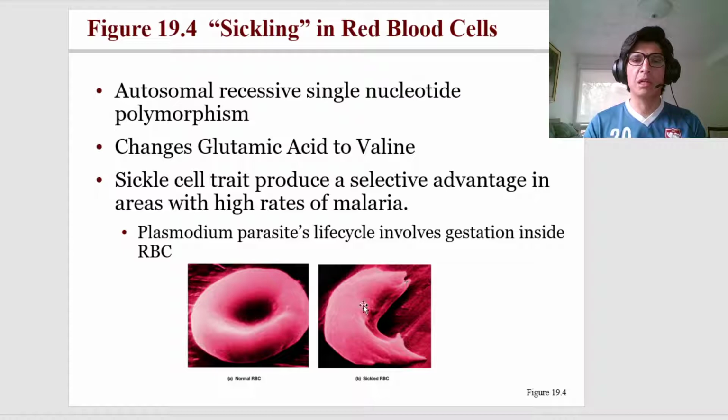The sickle phenotype, in some regions where there's high malaria, is a positive trait. It's not such a negative trait in certain regions. Within regions with high malaria, you have a plasmodium whose life cycle involves a gestation period within red blood cells. If the phenotype of the red blood cell is sickle, these cells will probably rupture before the plasmodium reaches full maturity. Therefore, you interrupt the life cycle.